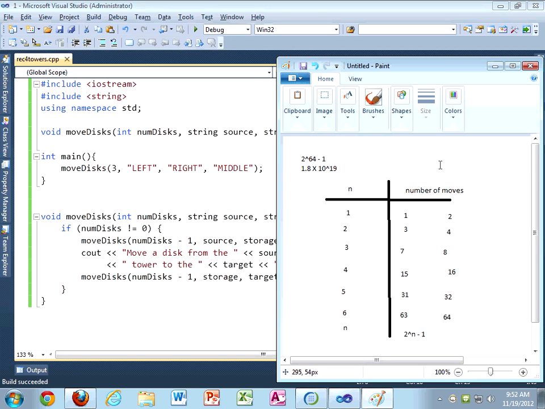So how much time is this going to take for the monks to move all of those? 1.8 times 10 to the 19 times however long it takes to move one disk. This number times however long it takes to move one disk. Let's be generous and say that these monks can move a disk a minute. How's that? So it's that many minutes. Does someone have like a big calculator that could do calculations this big?